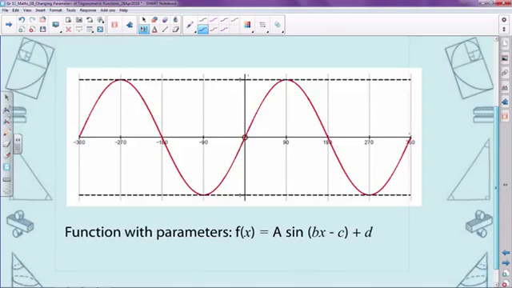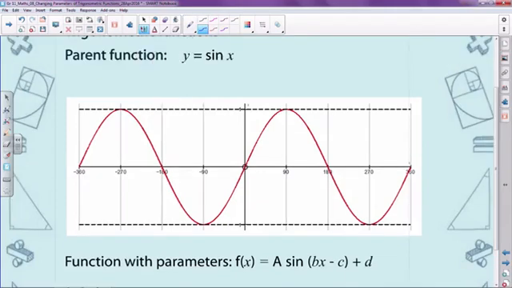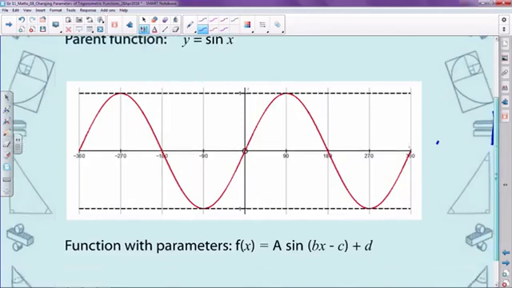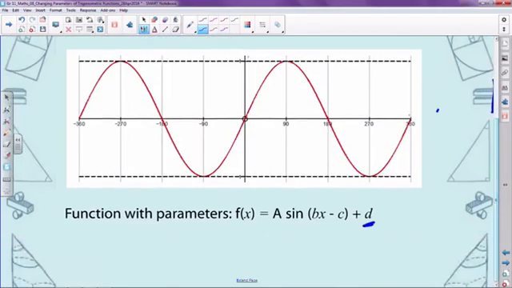So it's still the normal graph. Your x are not changing, it's just going up to 2. And then we also moved the graph up by adding the d. Okay, so we added a d, or we subtracted a d, greater than 0 or less than 0. Moved it up, moved it down.